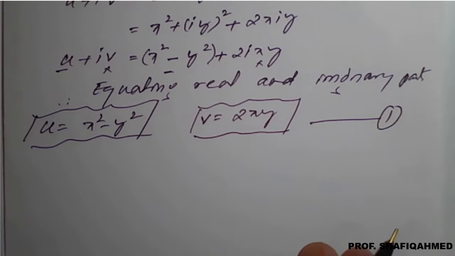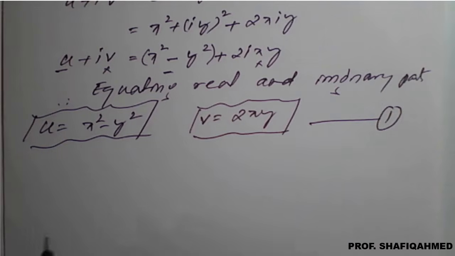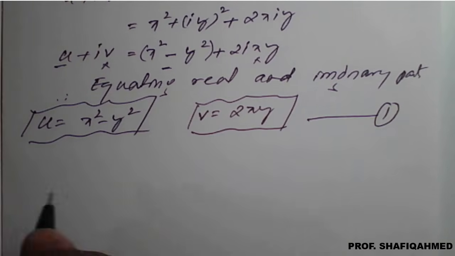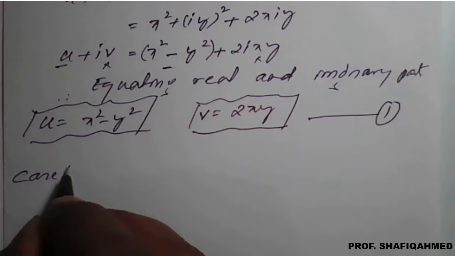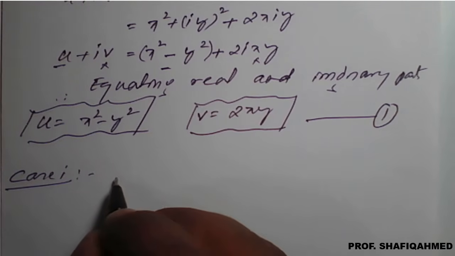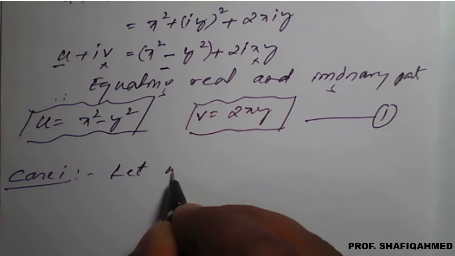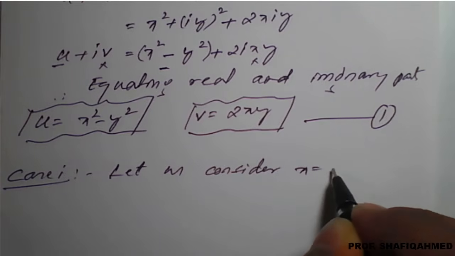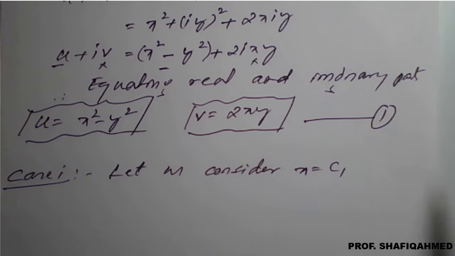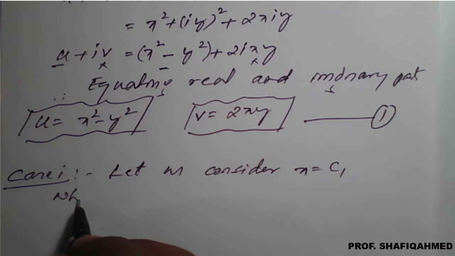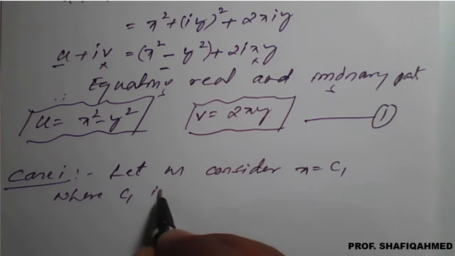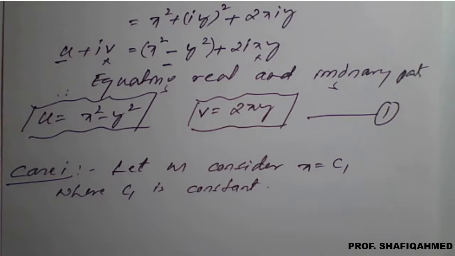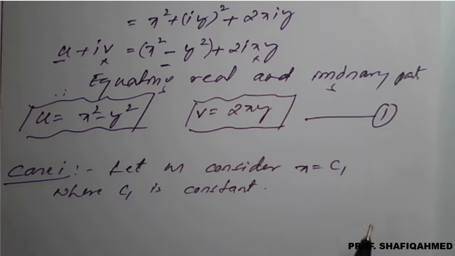Referring to this, we go for a transformation. Here we have two cases. Case number 1: let us consider x is equal to c1, where c1 is a constant. We'll see what this transformation gives. If I put x is equal to c1, what happens?